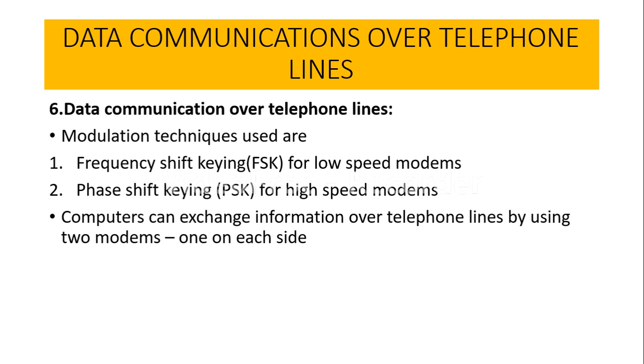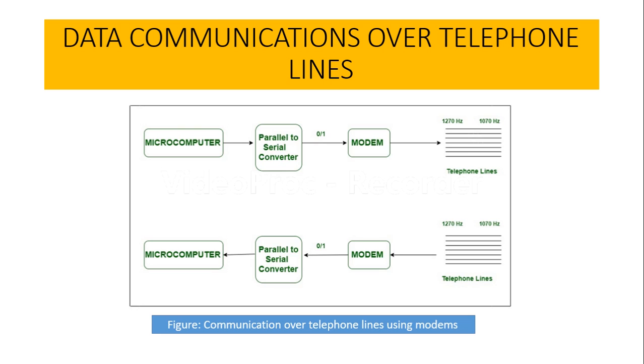By using this, computers can exchange information over the telephone lines by using two modems, one on each side. Let me show you the same concept with the help of a diagram. Here I am showing the communication over the telephone line by using modems. As you can see, the microcomputer is there. The data coming out of the microcomputer is parallel in nature, so we have a parallel to serial converter, which converts the parallel data into serial form, that means either in the form of 0 or 1. That means we transfer the data in the form of bits.